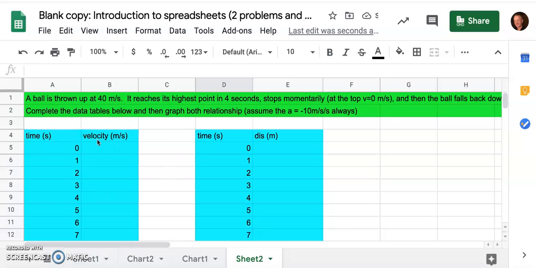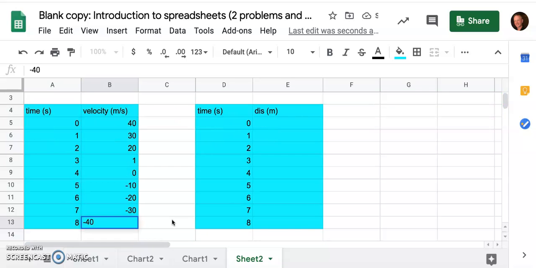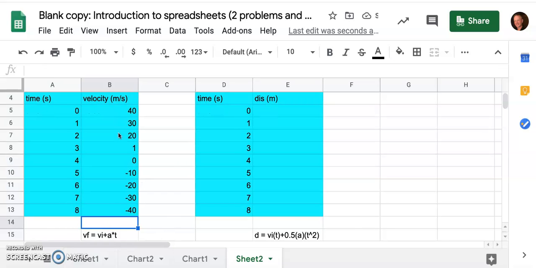Now we have to calculate the velocity at each second. Initially, the velocity is 40 meters per second, and then it changes by negative 10 meters per second. So it's not increasing, it's actually decreasing because when you throw it up, it's slowing down. So it goes from 40 to 30 to 20 to 10 to 0. So you can see after 4 seconds, it now has a velocity of 0. That's at the highest point. And then the ball turns around and comes back down, so it starts to speed up in the negative direction to negative 10, negative 20, negative 30, and finally negative 40 meters per second. That's a rate of change of negative 10 meters per second each second.